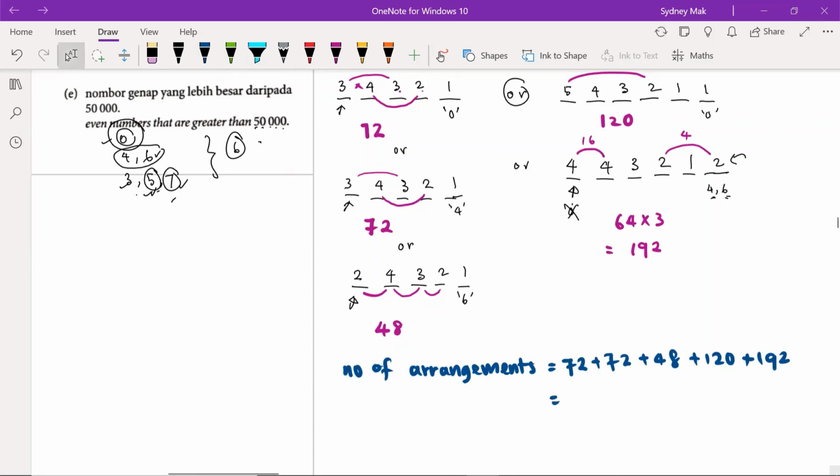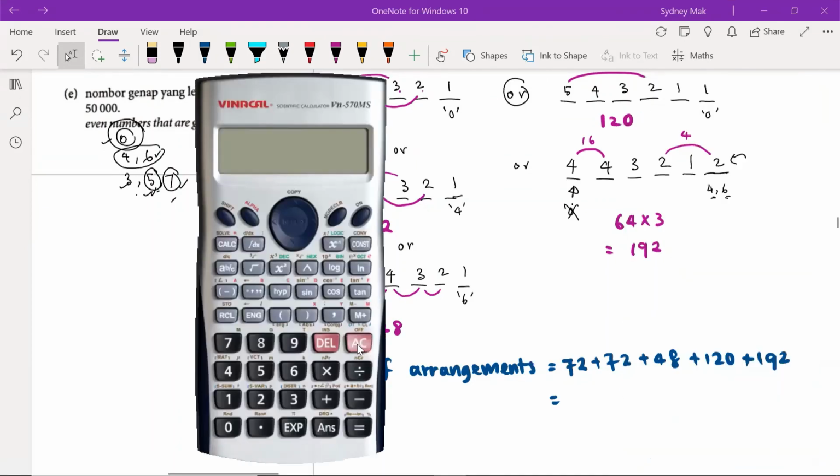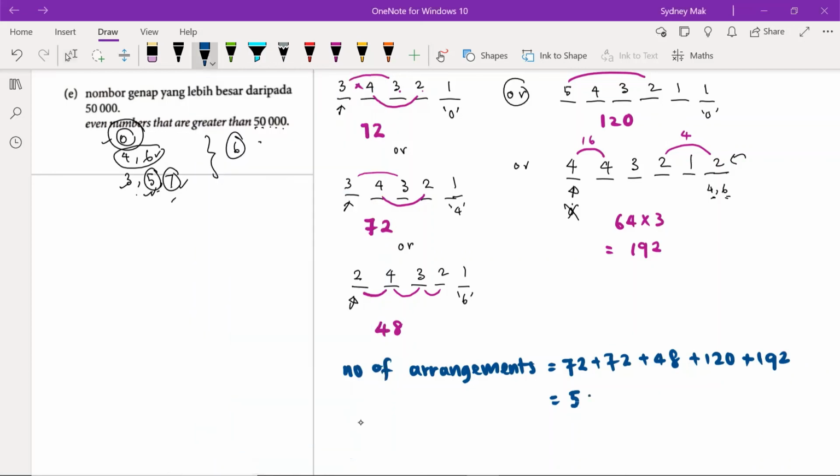Let us use the calculator to find the total. So we have 2 times 72 plus 48, and then plus 120, plus 192. So 504. 504 is the number of ways.